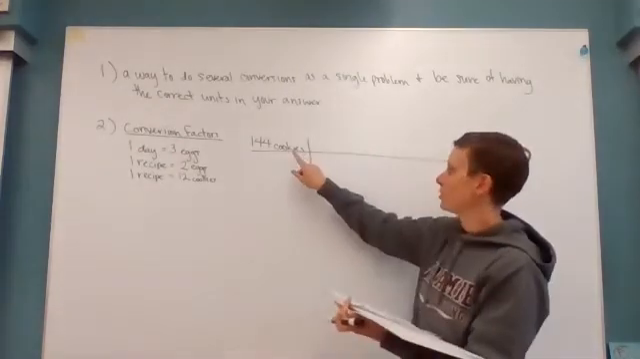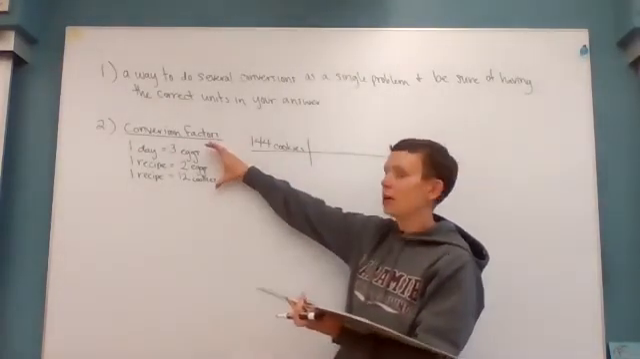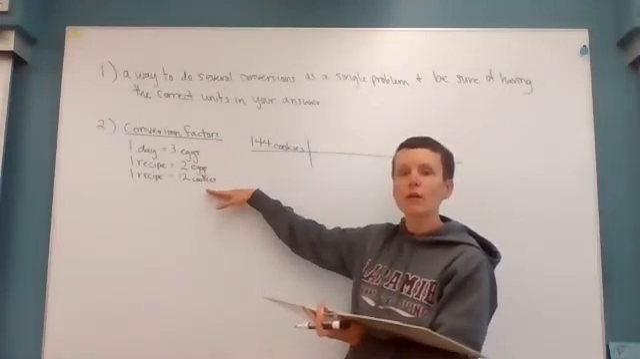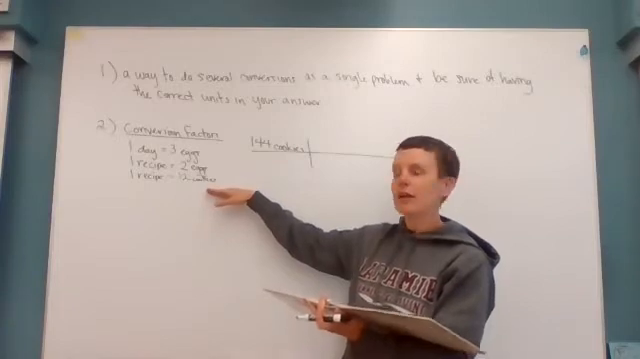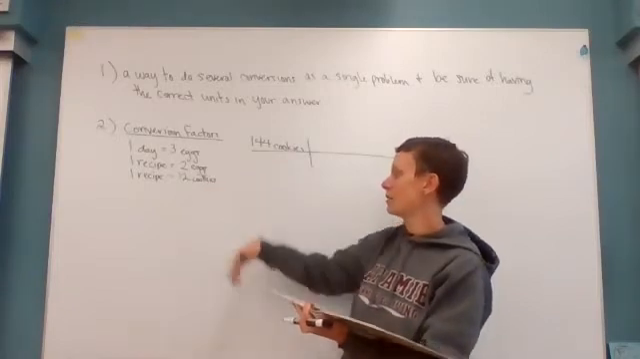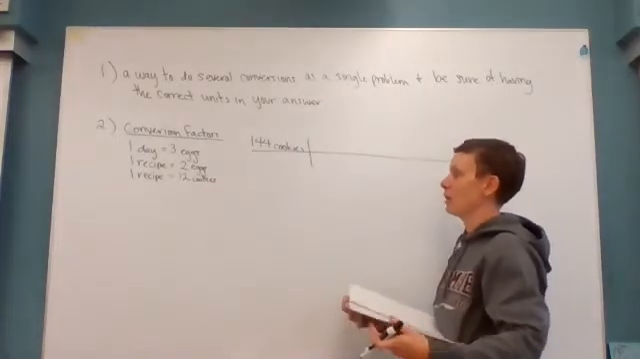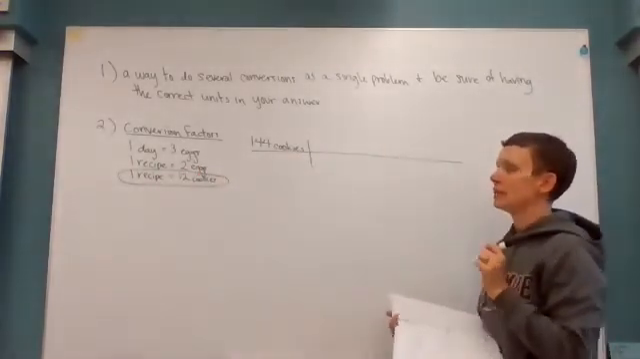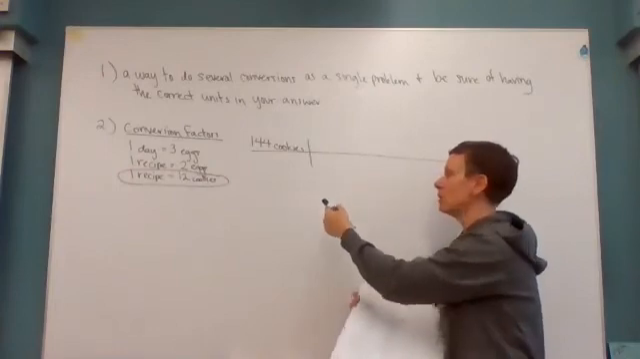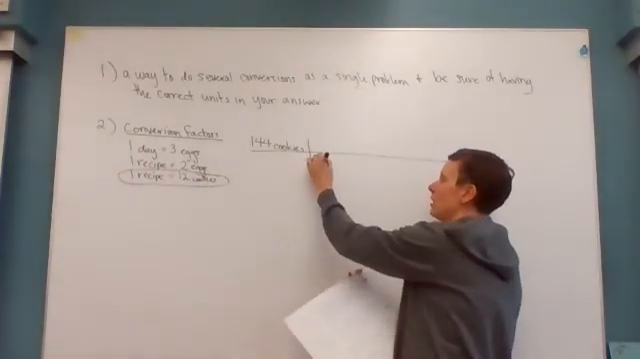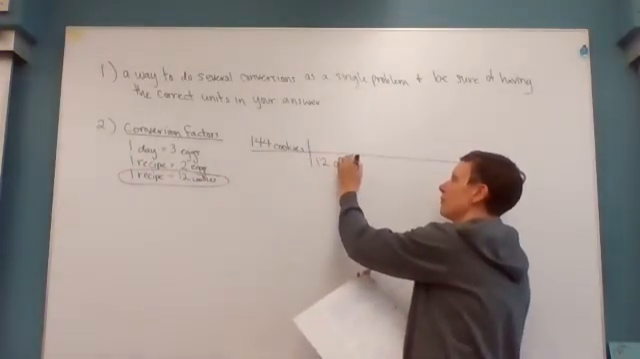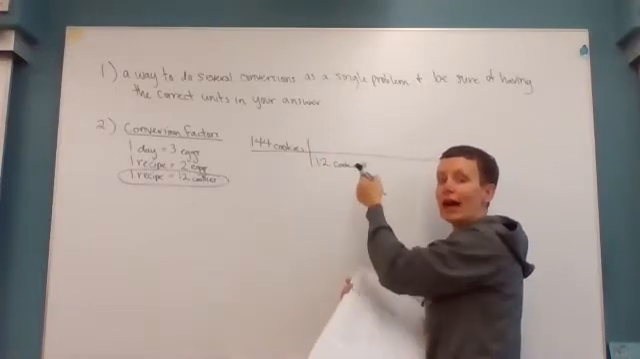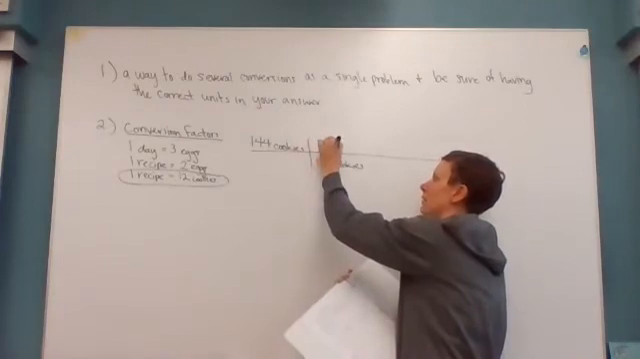So if I'm trying to cancel cookies, I look over here at my conversion factors, and the only one that has cookies in it is this bottom one. 1 recipe equals 12 cookies. Okay, so since that bottom one has cookies in it, that's the one that I'm going to use first. I'm just going to circle it. And if I want cookies to cancel, well, it's on top of the line here, so I'm going to put it on the bottom of the line here. 12 cookies on the bottom is equal to 1 recipe, so that has to go on the top, 1 recipe.